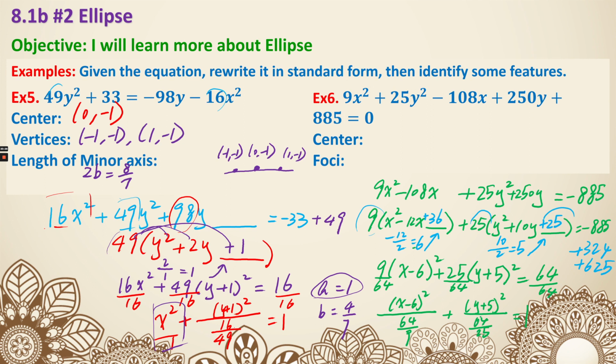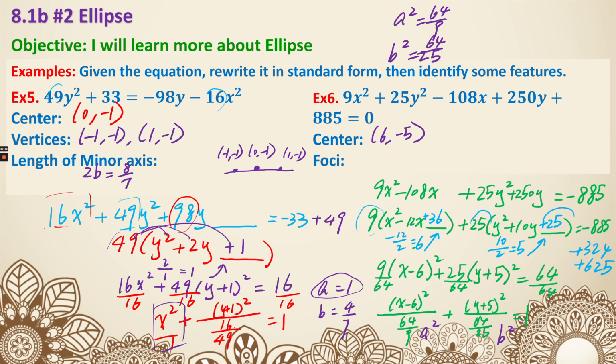64 over 25 is clearly smaller than 64 over 9. So this would have to be my a squared. That would have to be my b squared. Let's start with the center. My center is going to be 6, negative 5. My a squared is 64 over 9. My b squared is 64 over 25.